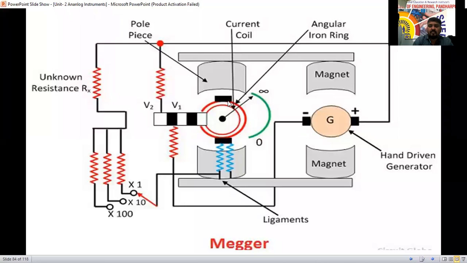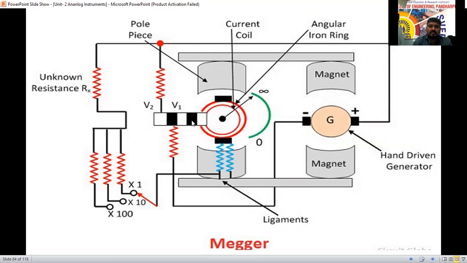Now, whenever we give the supply here, in between already the permanent magnet is there. Whenever the supply passes through this, it is going to rotate, which is connected on the shaft. The spindle, we are going to call that one. The spindle is connected here. And we are using two voltage coils, V1 and V2.